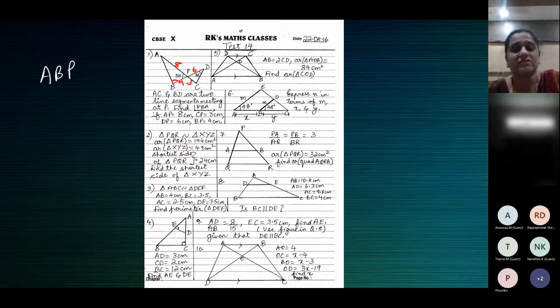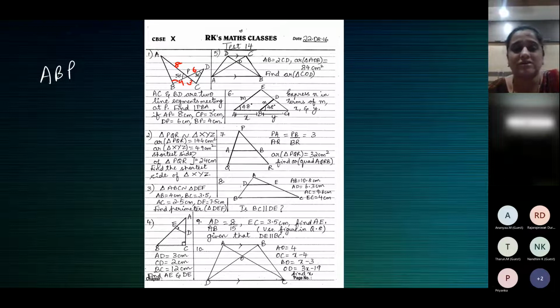So prove that the two triangles you see here, APB and DPC, are similar. And once the triangles are similar, the corresponding sides are proportional and the corresponding angles are equal. In two similar triangles, the corresponding angles are equal. Corresponding angles are not proportional. Corresponding angles are equal, and the corresponding sides are proportional.